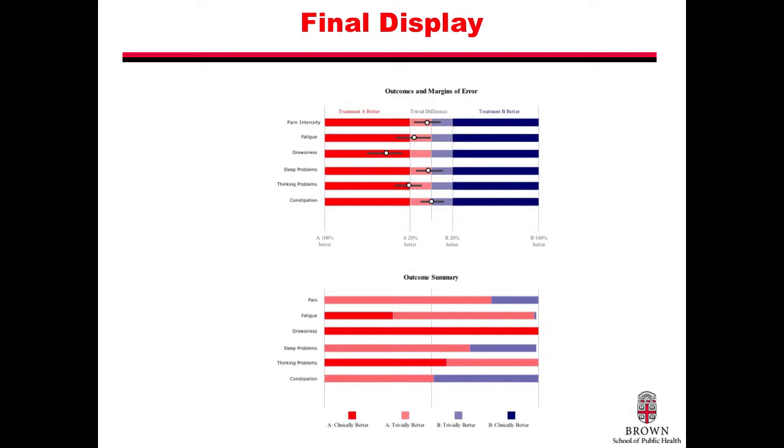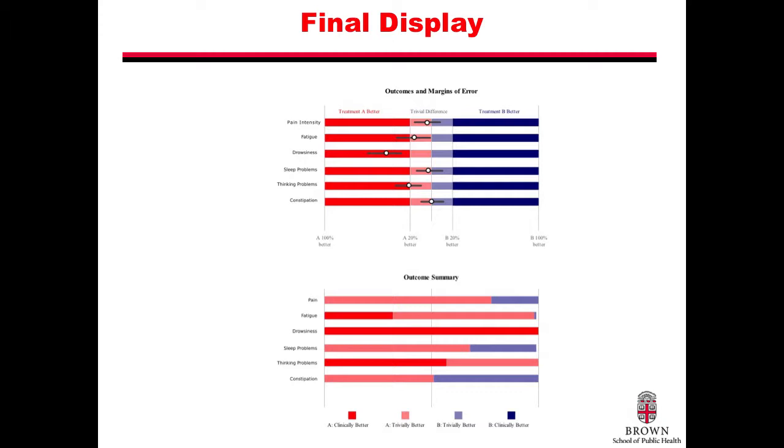So for example, for pain intensity, you can see that there's a small effect, which is all in the clinically insignificant region with about 95% probability. Whereas for drowsiness, it looks like treatment A actually is probably working better. And I noticed that the screen has a line on it, which you should probably ignore.